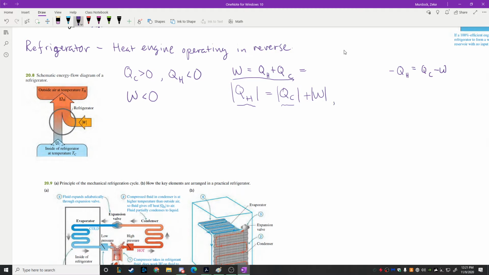Does that make sense? So the most economical version of one of these is the one that was the most efficient for the money that you have to put in, because after all, you pay for the work, right? You're paying for the work because you have to plug it in the wall.